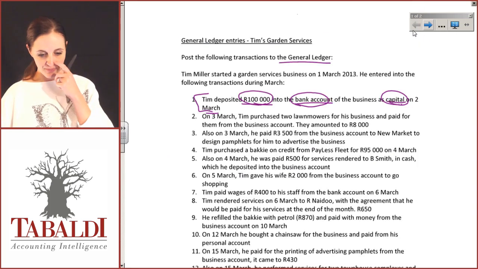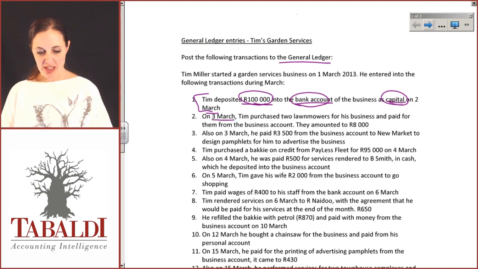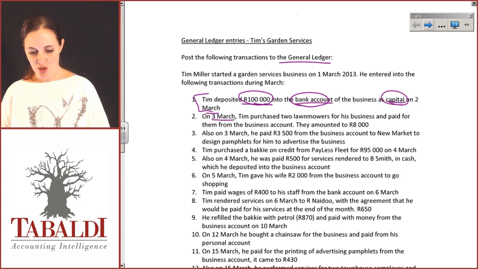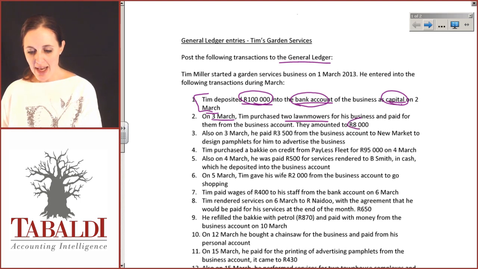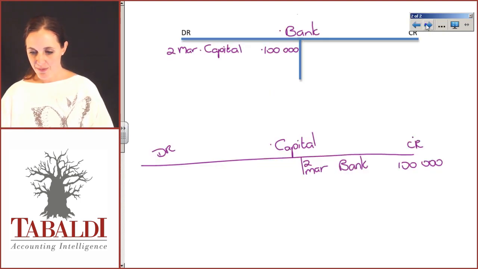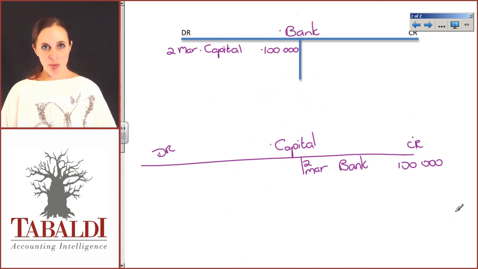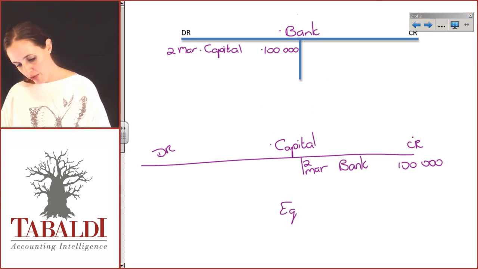Let's take a look at number 2. On the 3rd of March, he purchased 2 lawnmowers for his business and paid for them from the business account. They amounted to 8,000 Rand. So this is now equipment for his business, for 8,000 Rand, and it came out of the bank account. Let's take a look at this. He bought lawnmowers, which are considered assets. It is equipment. We don't have an equipment account yet, so let's open one for him.